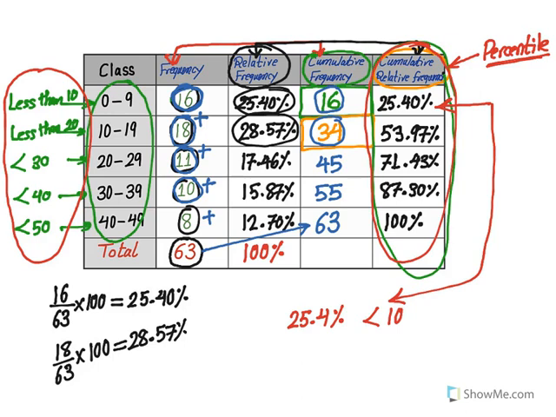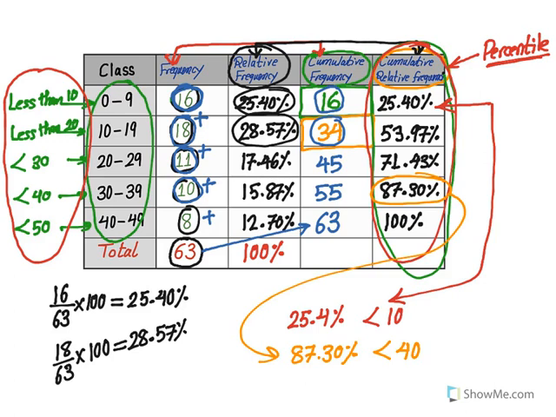Let's do, for example, this one here. This one here says that 87.30% of our data is less than 40. So it is kind of a percentile. It is actually a percentile.